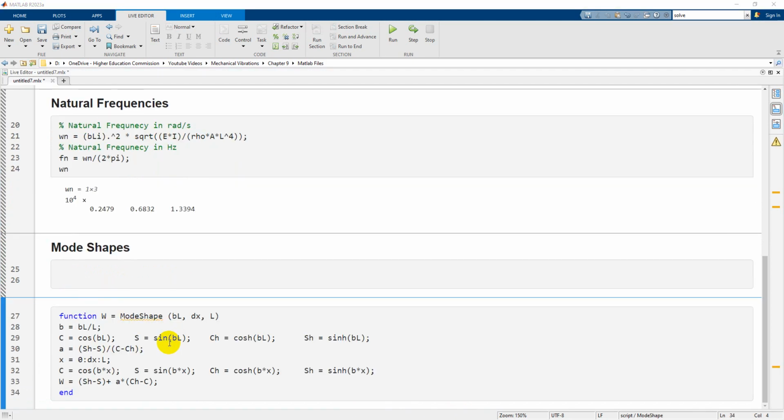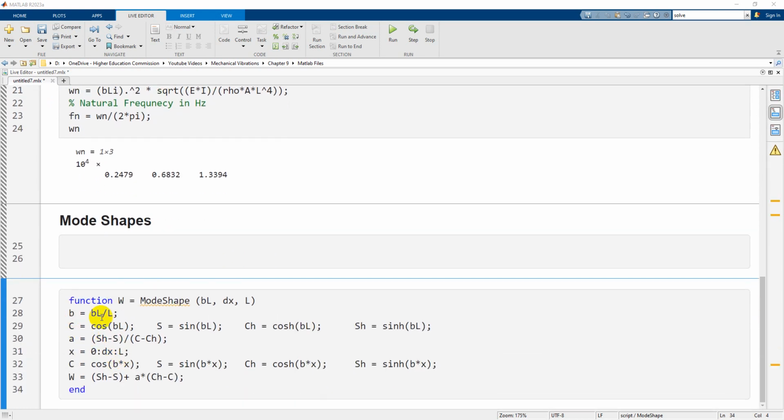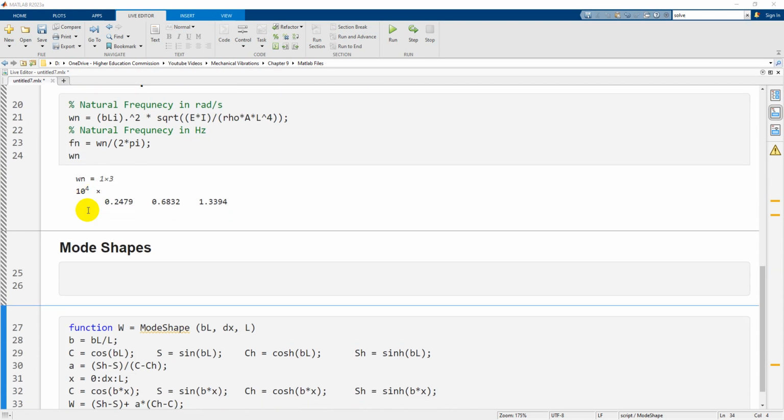Remember, if you have to use a function within the script, it should go right at the bottom. The function name is mode shape, and I'm giving it BL, DX, and L. L is the total length, and DX is the step to plot it. So X is from 0 to L with a step size of DX, and then B is BL over L. That BL we have already calculated.